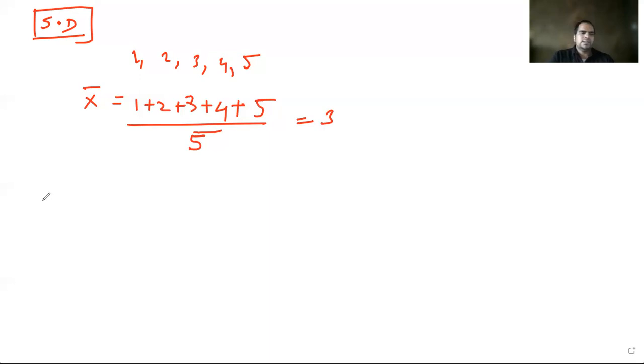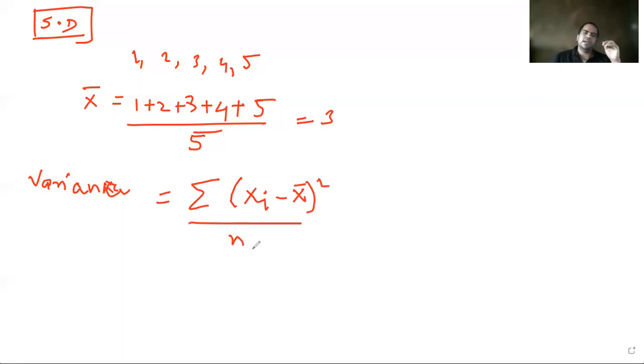So first, let us write down the formula for a quantity called variance. Variance is defined as sigma xi minus x bar the whole square upon n. So sigma xi minus x bar the whole square upon n. Now, what does xi mean? What does x bar mean to us? So x bar is the average. Xi are the individual values like x1, x2, x3, x4, x5. So xi is basically the values.